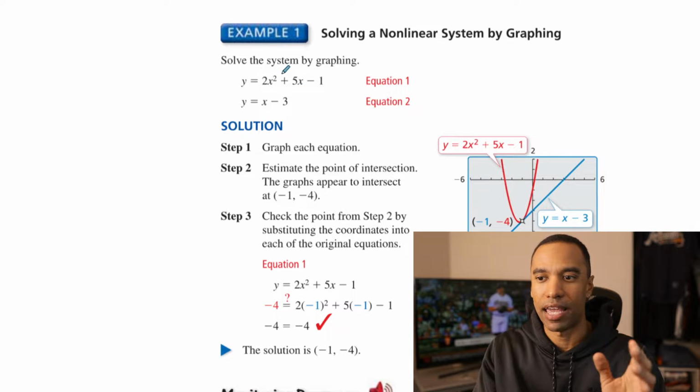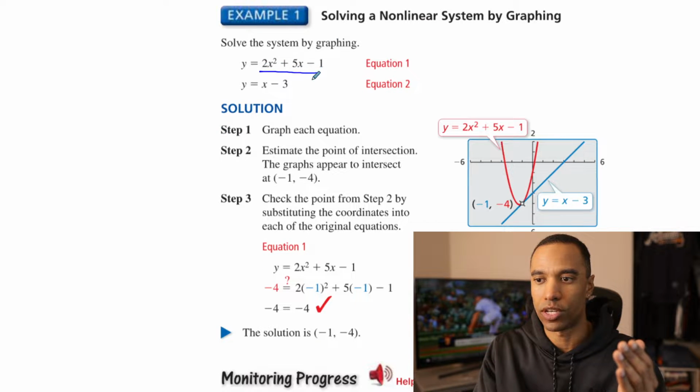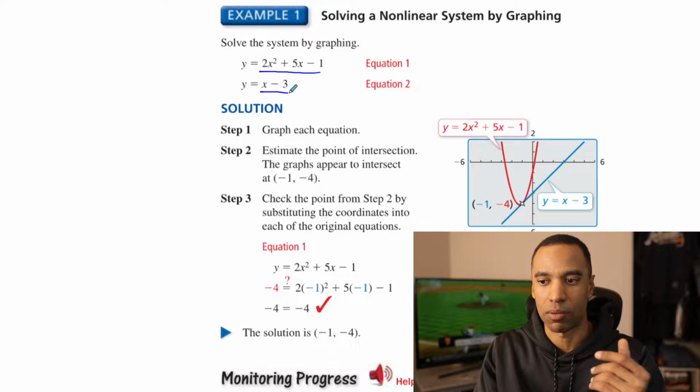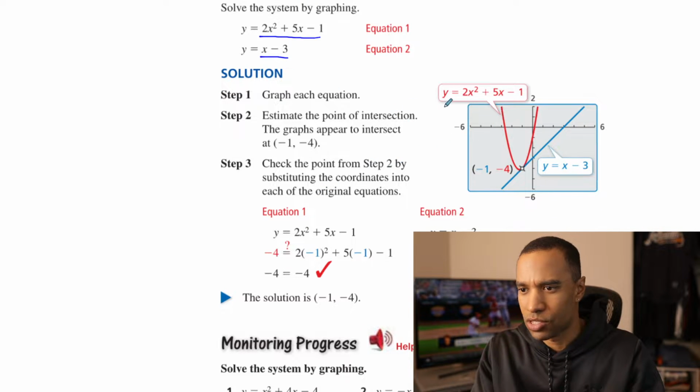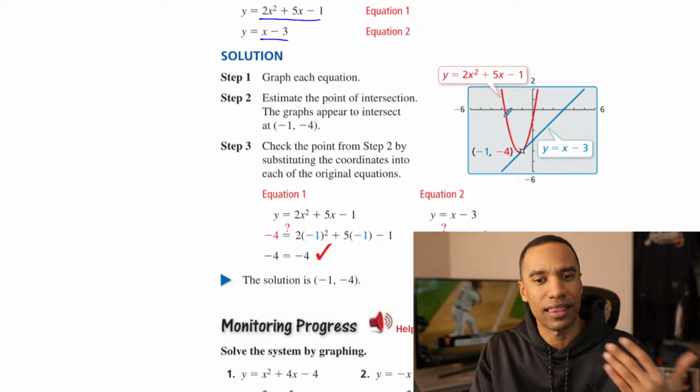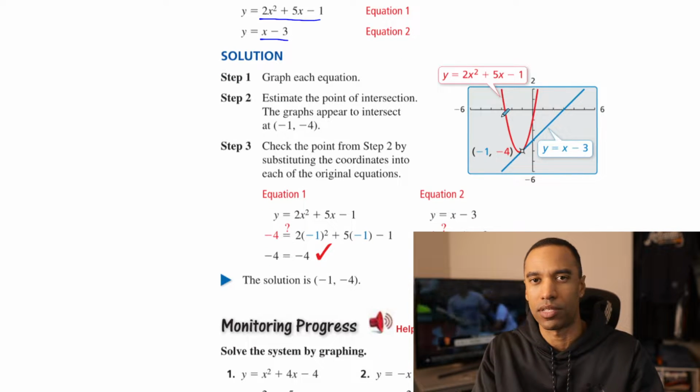Okay, so solving by graphing. Let's solve this by graphing. We have 2x squared plus 5x minus 1 and y equals x minus 3. For the 2x squared plus 5x minus 1, let's see how they say graph each equation. At this stage, we've done chapter 3 where we've done a lot of graphing.